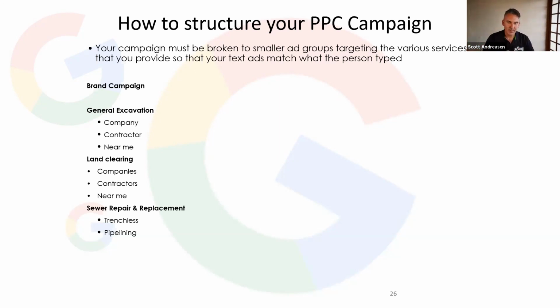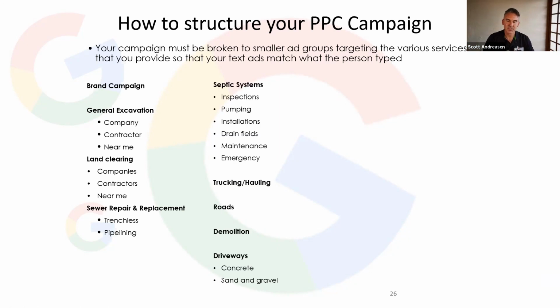Sewer repair and replacement, again, that's its own ad group. Trenchless, pipeline, pipe repair, sewer repair, everything is going to go right under its category. Septic systems is going to be its own individual ad group. We can target inspections, pumping if we do that, installations, drain field, maintenance, emergency. It's all going to go under the septic system category where we're going to have specific ads just for septic.